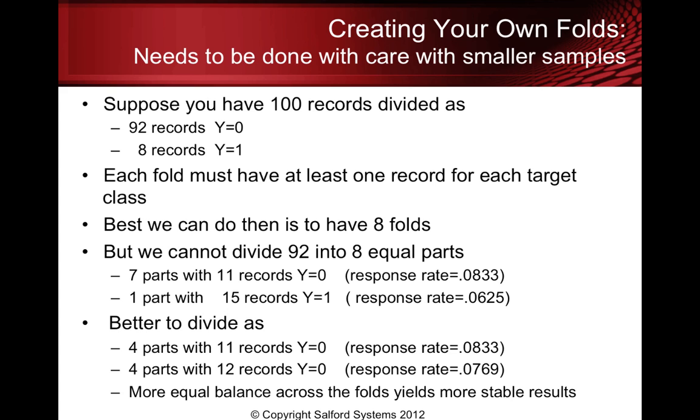And this particular division is much better than the one above, where we have 7 parts with 11 zeros in each part and 1 part with 15 records, because you're going to have a situation where you have quite a big difference in the distribution. My slide over here says y equals 1, and it should really say y equals 0.